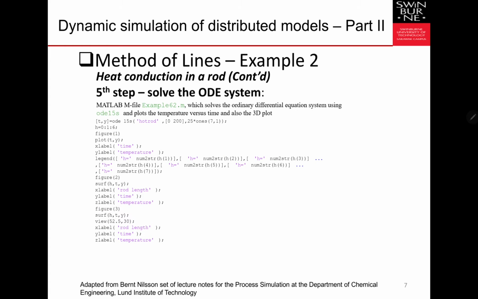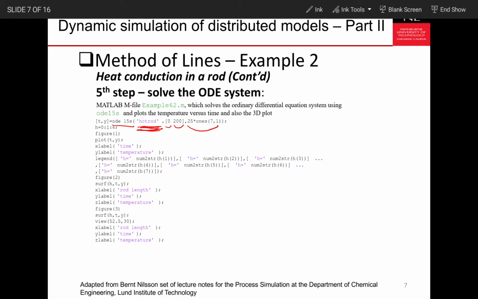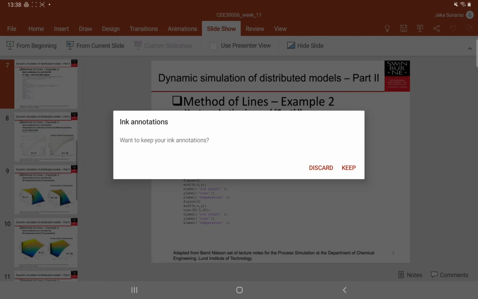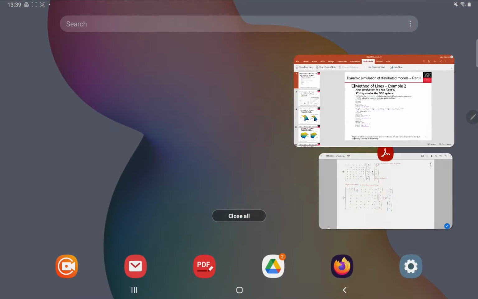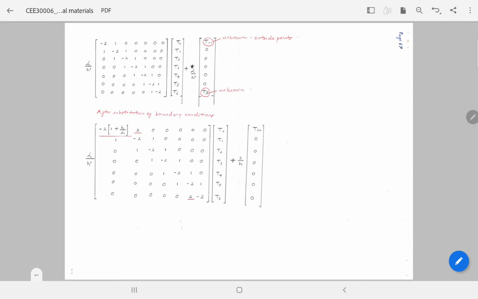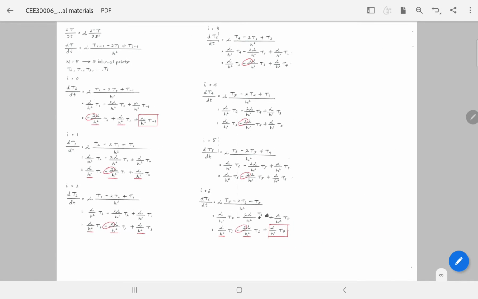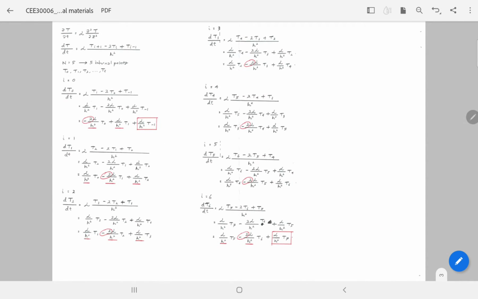The next step is to use an ODE solver, putting in the vector that defines the ODE system, solving from 0 to 200 with the initial guess of the temperature at the different grid points equal to 25. Before I go to the result, we want to discuss the calculations, as I give in the additional materials for this week. Let's go and inspect it here. Start from this particular point. Let's say we have these equations here.